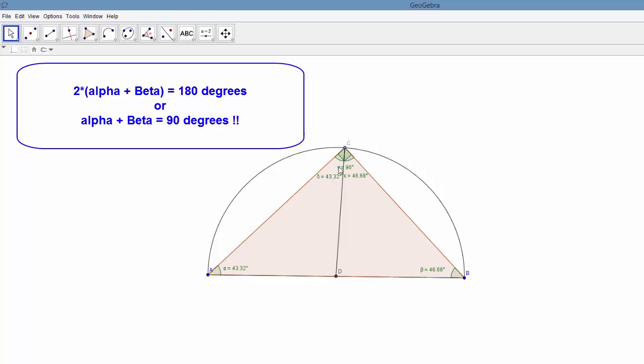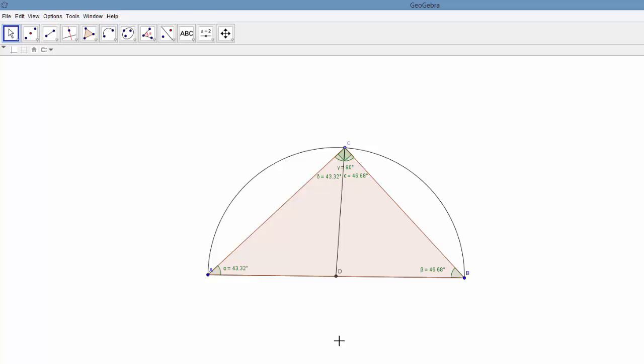Well, alpha plus beta is just our original angle, ACB, and thus we've got a proof of the Theorem of Thales. So I hope you enjoyed this one.